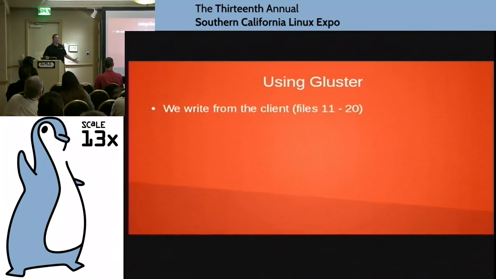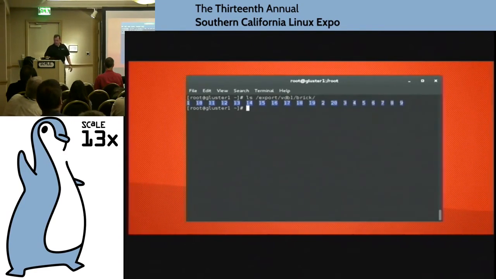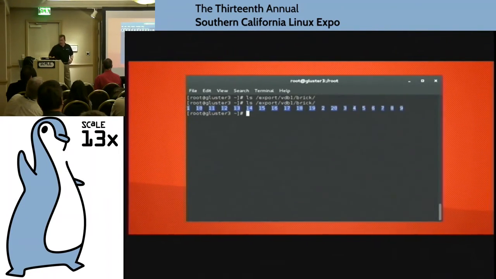So this time I'm going to write some new files. I did 1 through 10 first. I'm going to do 11 through 20 next. So I do for i in sequence 11 through 20, do and so on. I do an ls, boom, all my files are there. I do an ls on the gluster 1 machine, and I see all 20 of my files. And I go over to gluster 3, and I do an ls, and I see all 20 of my files.